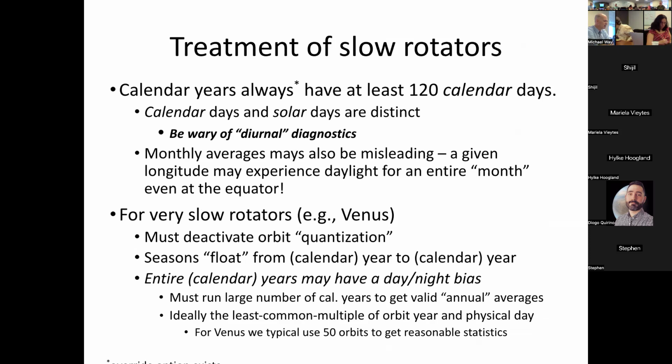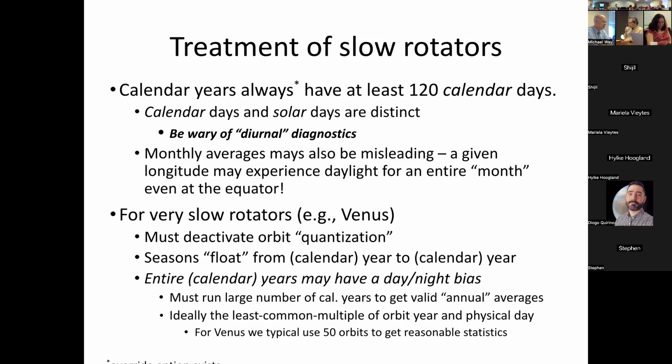So to get around this problem, we have set up the calendar such that always, although there's a caveat that always is not always, there are ways to get around things that we put in, we have at least 120 what we call calendar days. And calendar days and solar days are distinct in this classification. I know this sounds very confusing, but don't worry. There are many examples to help you get through this.